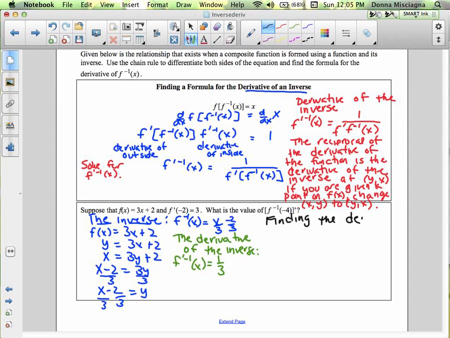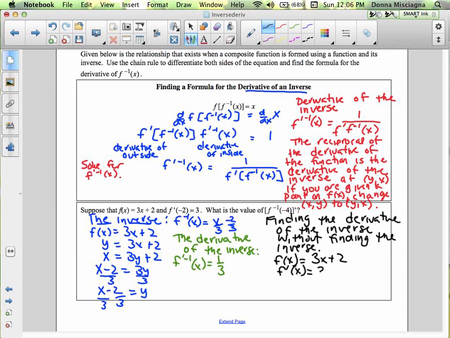So finding the derivative of the inverse without finding the inverse. All right, so f of x equals 3x plus 2. f prime of x equals 3.